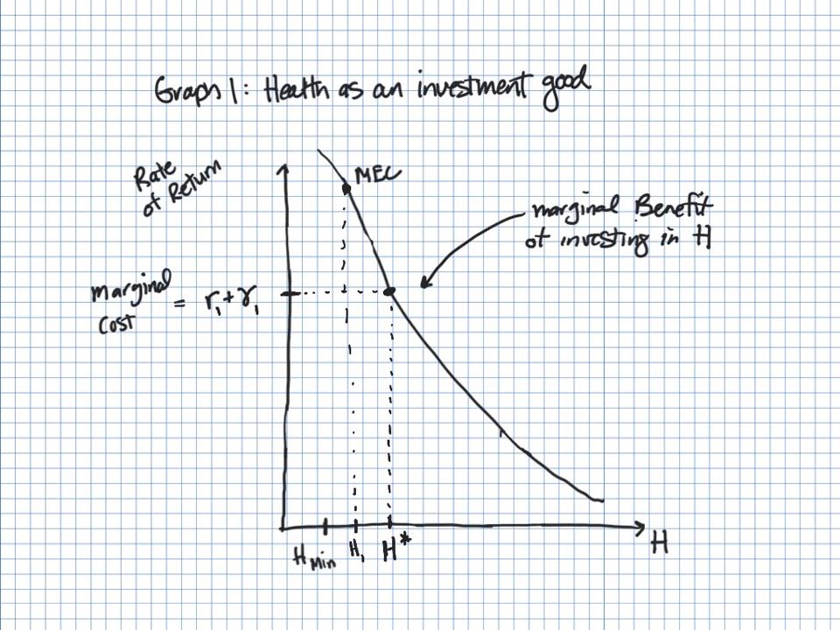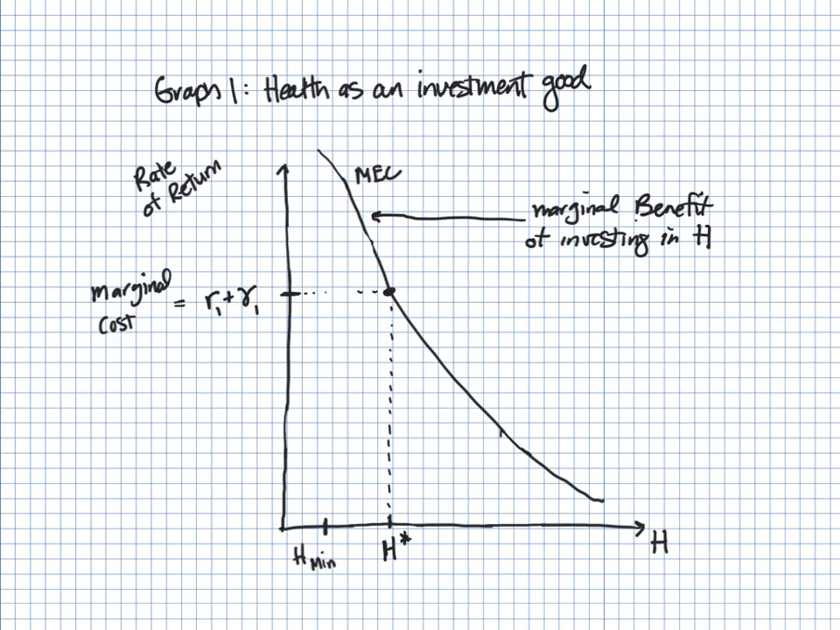If we were at something higher than H star, let's say H2, we would go up to the MEC curve and see that the marginal benefit is lower than the costs. The benefits do not justify the costs given by R1 plus delta 1, so we've invested in too much capital. So there's a perfect amount, not too high, not too low, and that turns out to be H star, where the costs are just equal to the benefits.